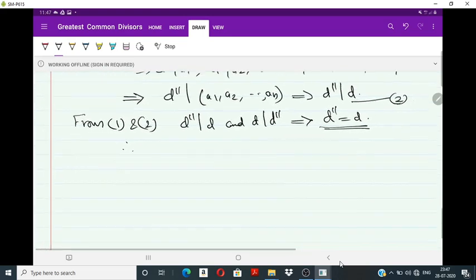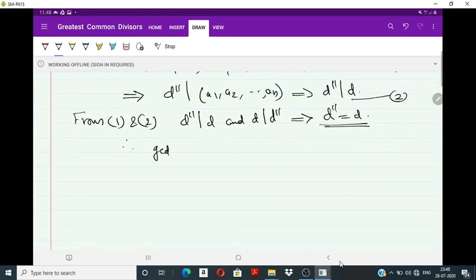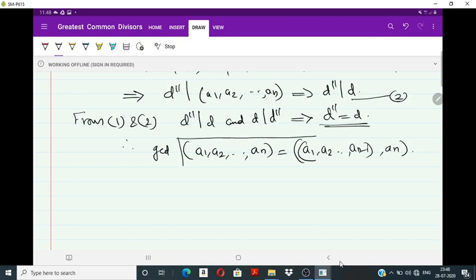Therefore, the recursion formula says that GCD of A1, A2, etc., AN is equal to GCD of GCD of A1, A2, etc., AN minus 1, comma AN. So this is the recursion formula for finding the GCD of n positive integers.